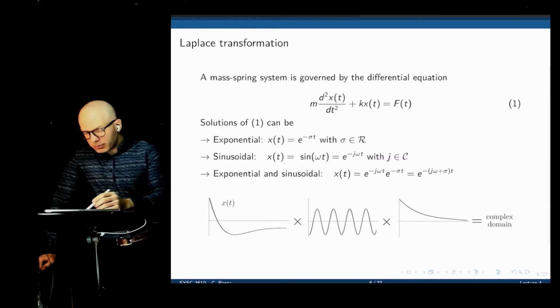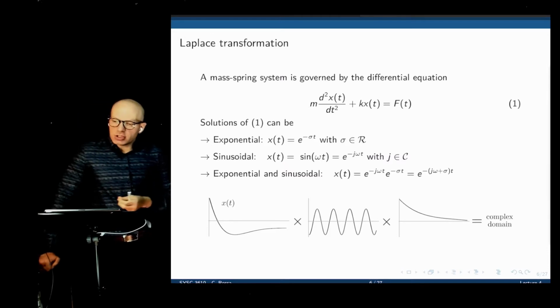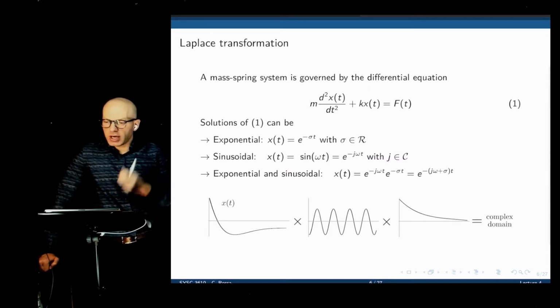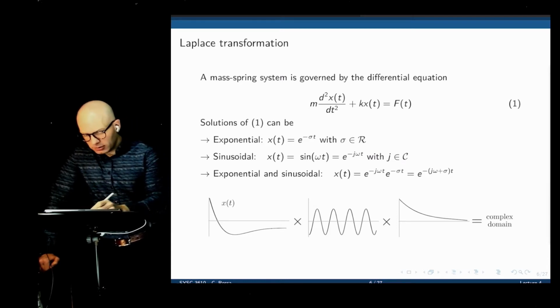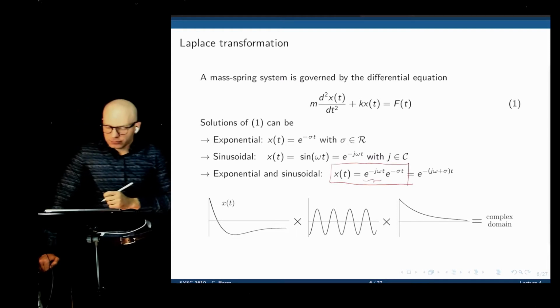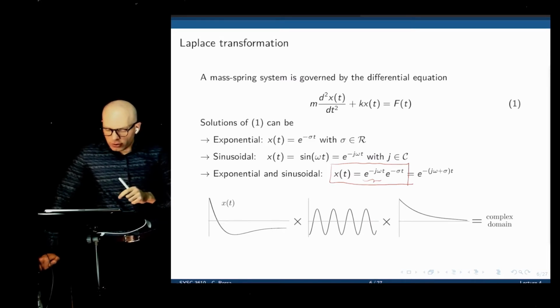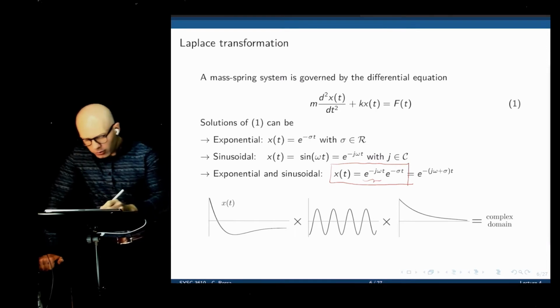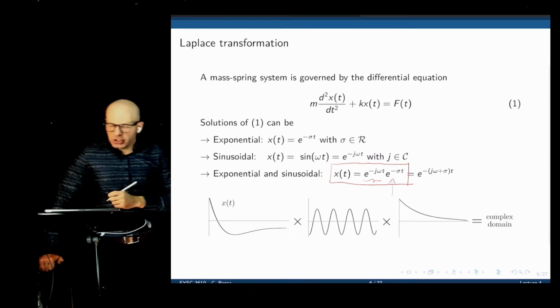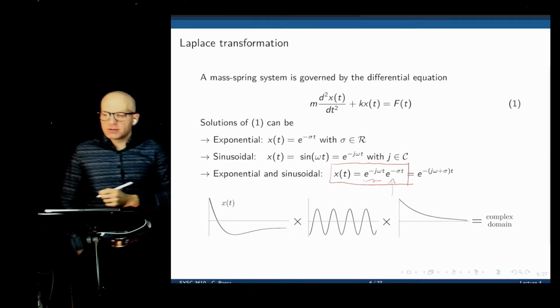And the third possibility is that you have a combination of both exponential and sinusoidal waveforms. In that case, we can simply multiply them. We can multiply the sinusoidal waveform, exponential of negative j omega t, by a real component, an exponential component, exponential of negative sigma t.